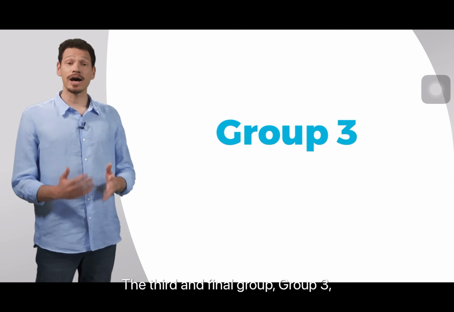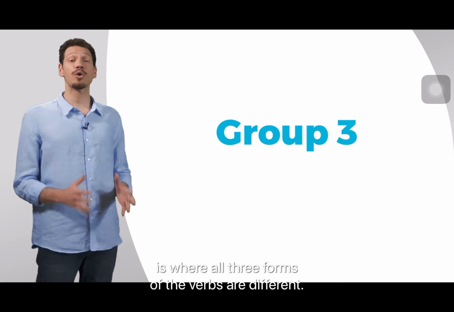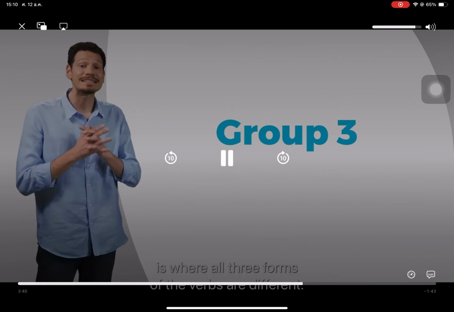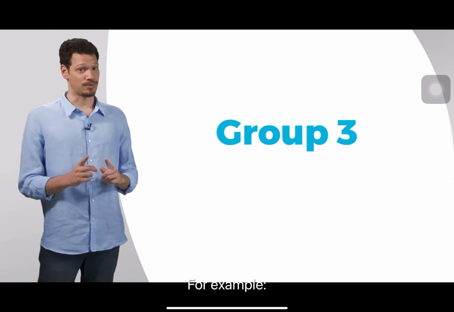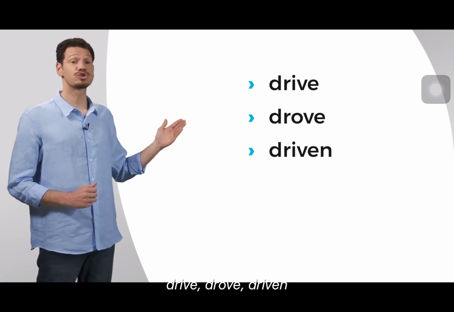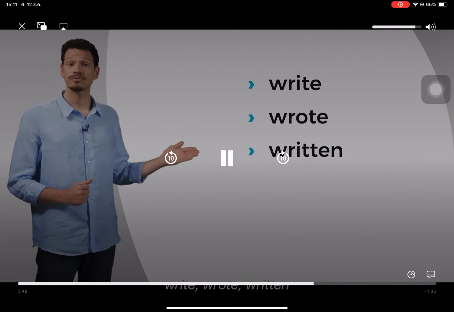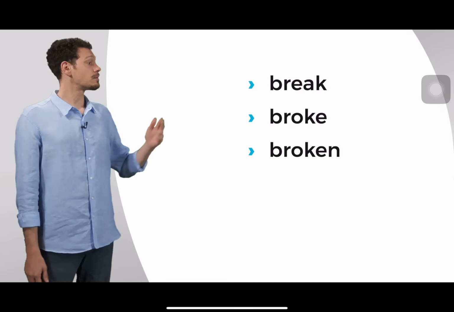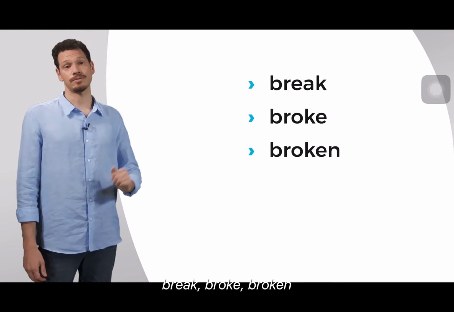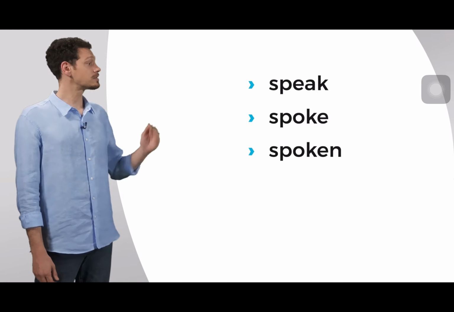Group 3. The third and final group, Group 3, is where all 3 forms of the verbs are different. For example, drive, drove, driven. Write, wrote, written. Break, broke, broken. And the last one, speak, spoke, spoken.